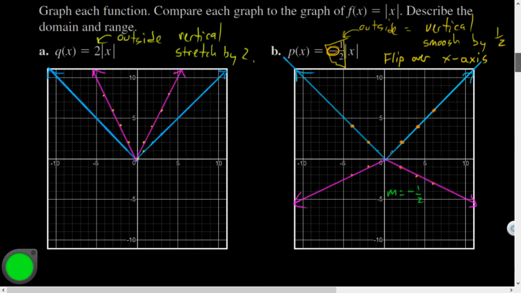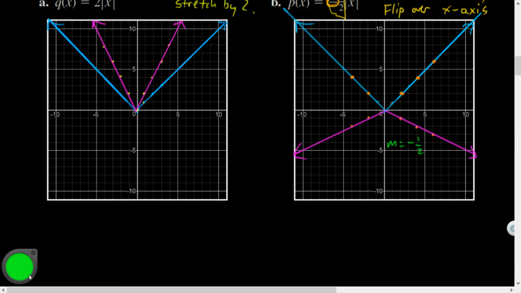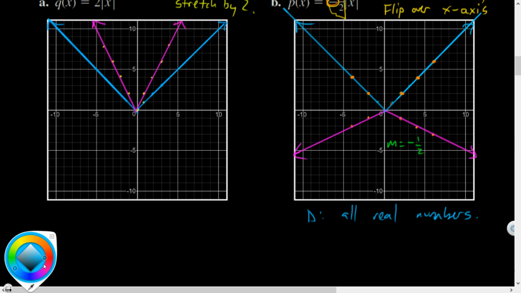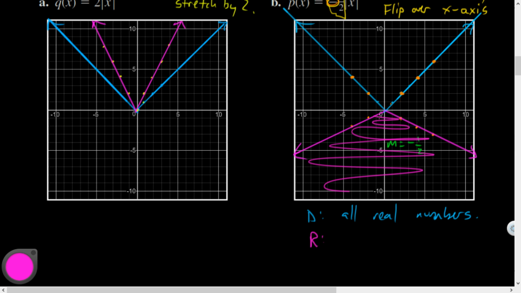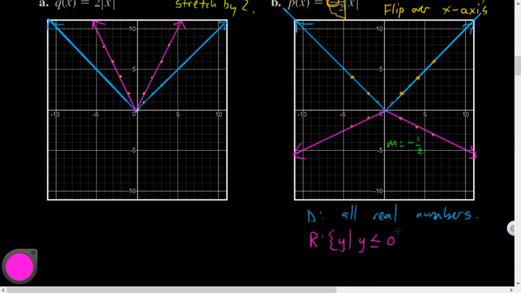And so this one, the domain and range was the same. Domain for this purple graph is the same, all real numbers. Could someone tell me what the range is for the purple graph? The range, if I squished this to the y-axis, it would be everywhere. How would you describe these numbers on the y-axis? Everything 0 or less. So I'd say it's the set of all y such that y is less than or equal to 0. It's all the negatives and 0.